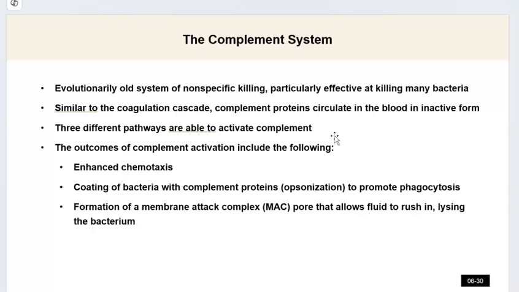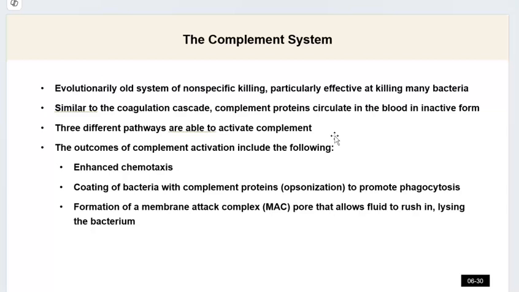When it's activated by signals of pathogen invasion, the complement proteins initiate a cascade of activation whereby one enzyme cleaves and activates the next in the series. So it's literally the domino effect. There are 3 different pathways that are able to activate complement, and that's really the thing to understand about complement: what pathway you're on. So you'll hear about the different pathways.